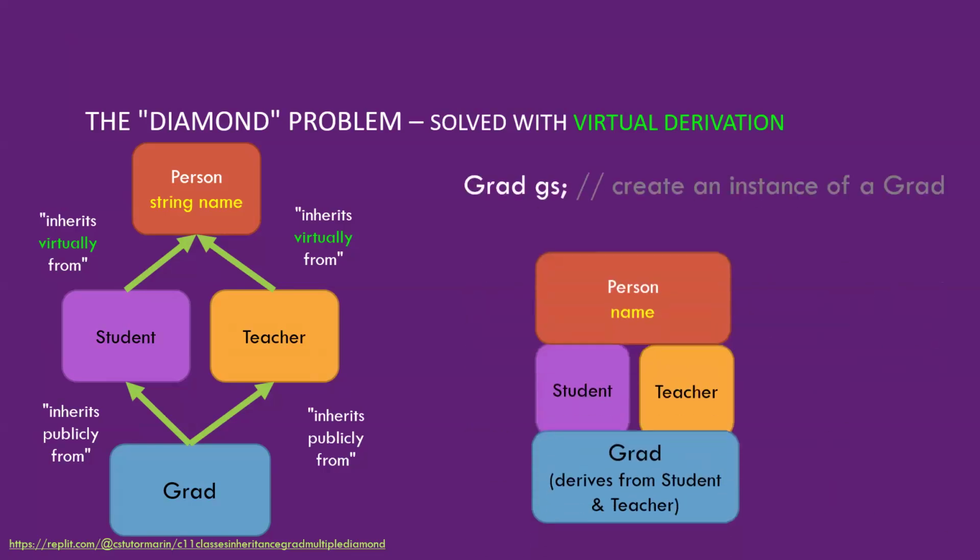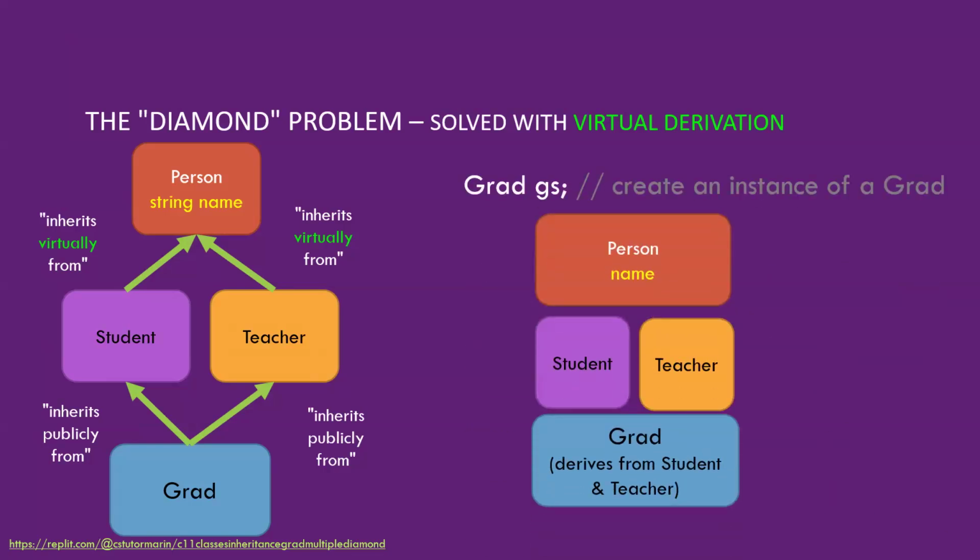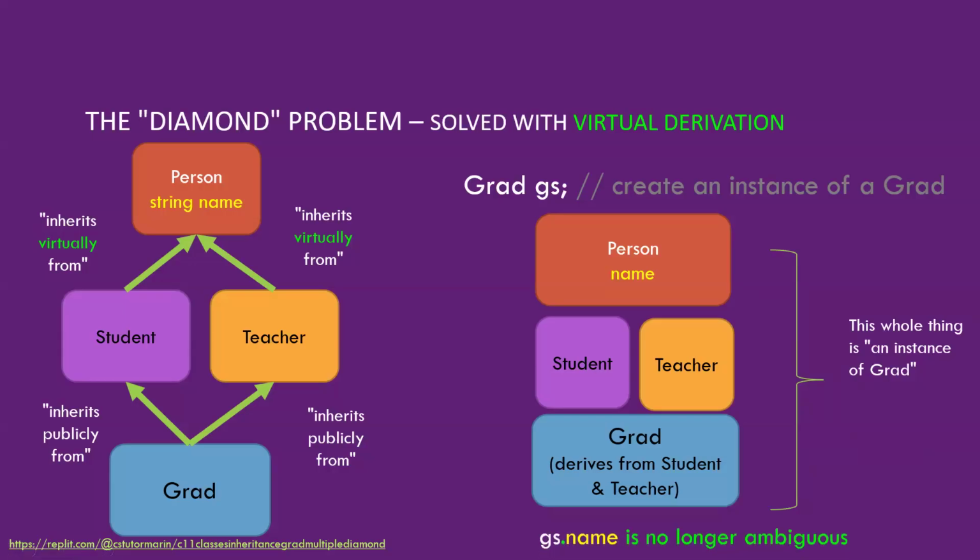So we said that when we have a person kind of at the top of this diamond shape here, that creates problems. And we have to incorporate a virtual keyword into the derivation syntax when we do the derivation of the student and the teacher. Okay, not the grad student here, but these just below this one need to have that virtual inheritance or virtual derivation statement in there. Okay, and that solves the problem of having two copies of the person in there.